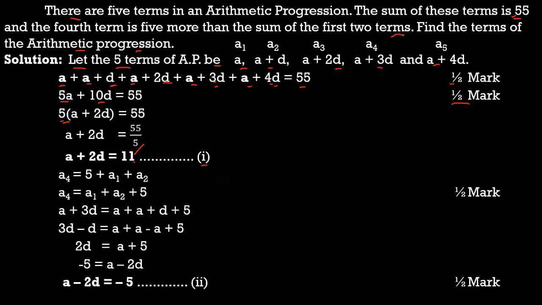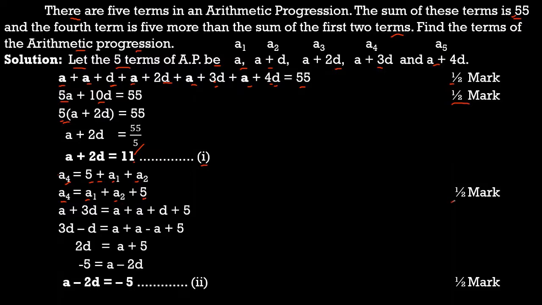The fourth term is A4 is equals to 5 more than, that is 5 plus sum of the first two terms, which is written as A1 plus A2. Therefore, A4 is equals to 5 plus A1 plus A2. This equation can also be written as A4 is equals to A1 plus A2 plus 5. For this step, we will get half marks.